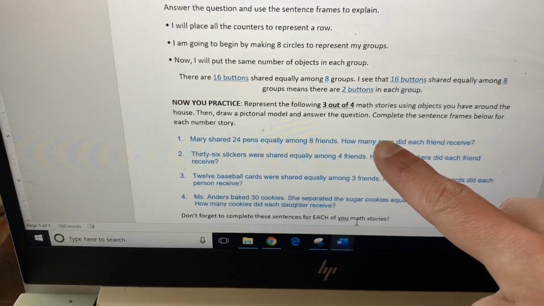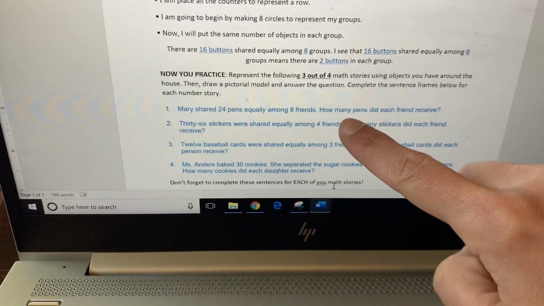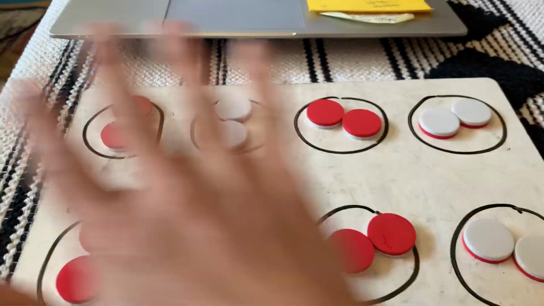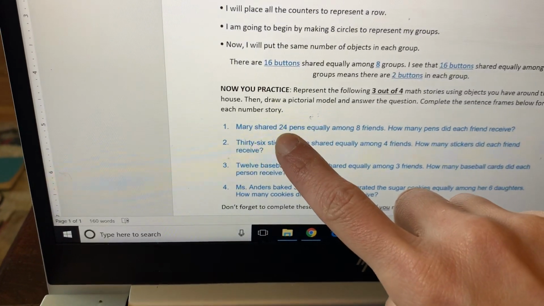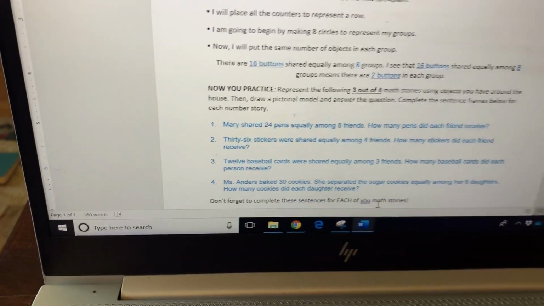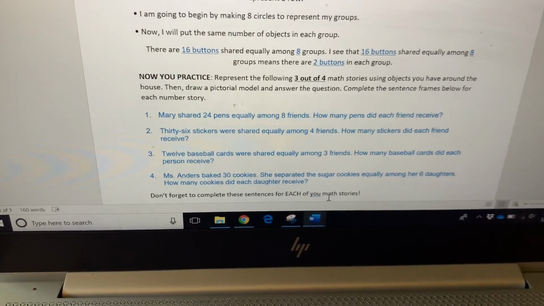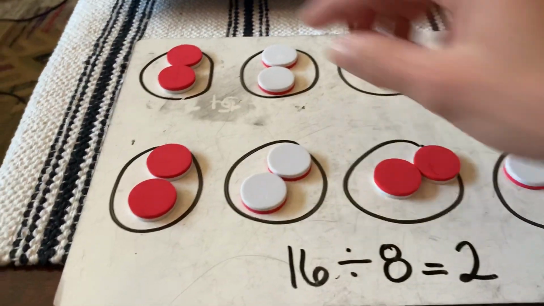And I want you to draw a picture. Well, first of all, I want you to make the model. So I want you to get all your counters out. I want you to line them up. You're probably going to have to get 24, 36, 12, or 30. So that's a lot of things, okay, guys? And then I want you to build it, okay? Make a model of it. Then I want you to draw a picture of it, okay?